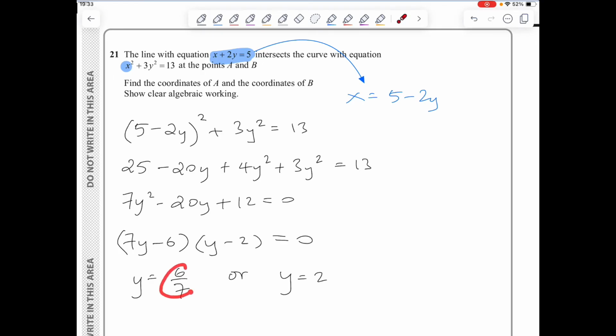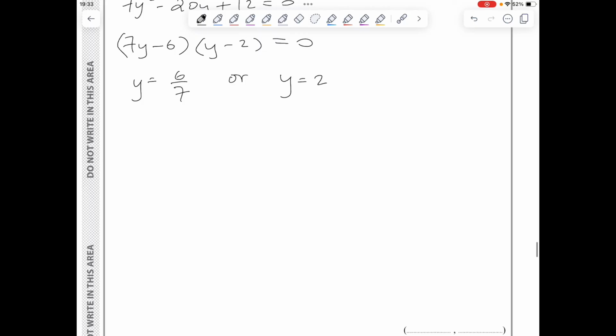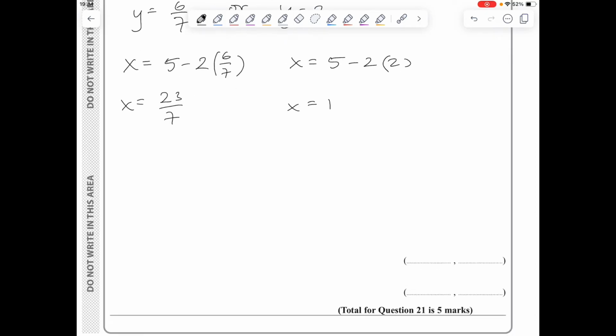Now I'm going to substitute each of those values into this equation to get the corresponding x coordinates. So x is equal to 5 minus 2 times 6 over 7. X is equal to 23 over 7, or x equals 5 minus 2 times 2. X is equal to 1. So the points of intersection are (23 over 7, 6 over 7) or (1, 2).